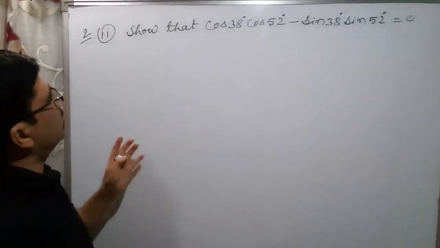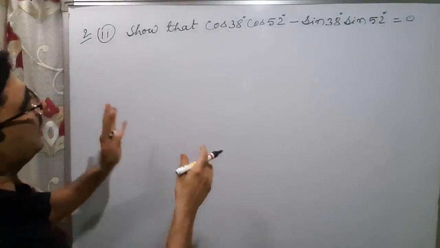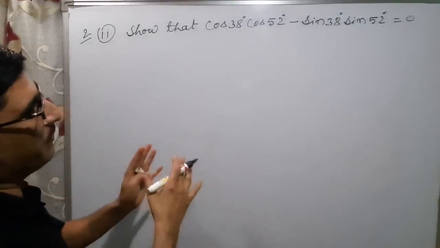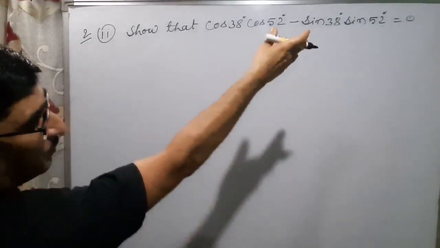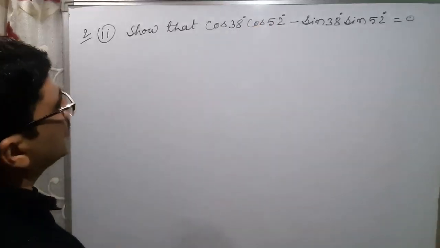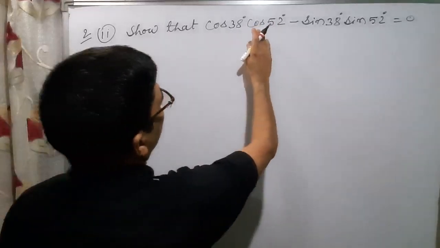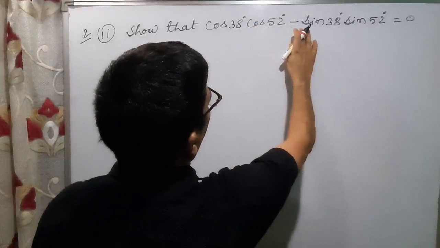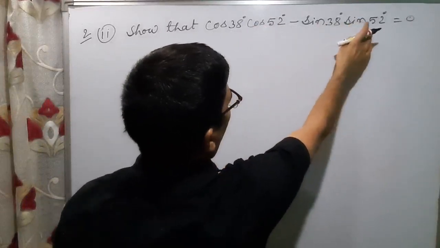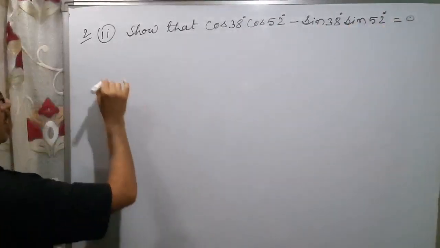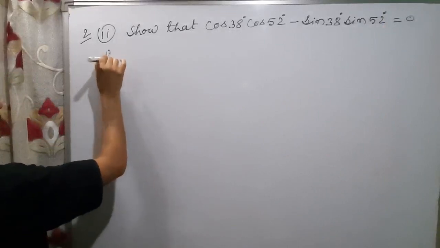So here we have question number 2. We have to prove it. Similar question, not a big difference here. We will have to prove it is equal to 0. The question is cos 38 into cos 52 minus sin 38 into sin 52 equal to 0. Okay, so let us solve this.